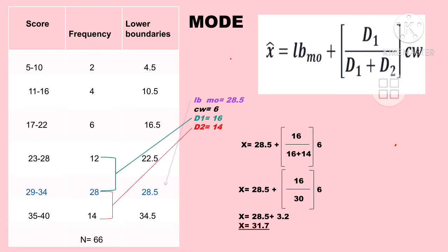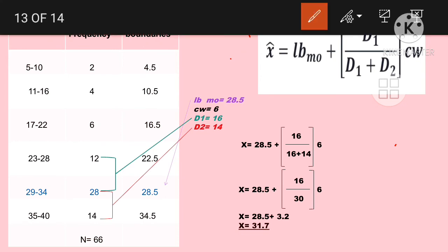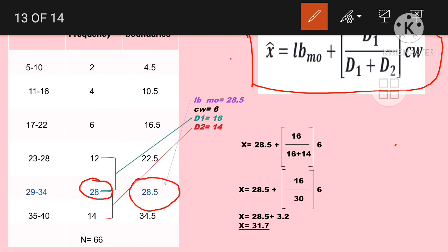Is the mode. We need score frequency and the lower boundaries. Again, this is the formula for mode. First, we need to get the highest frequency. As we can see, the highest frequency is 28. So, this is the lower boundary, which is 28.5. Again, the class width is 6.